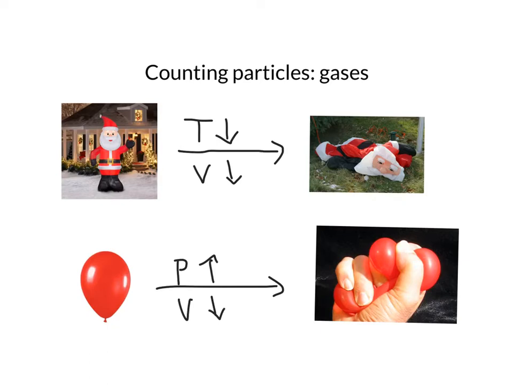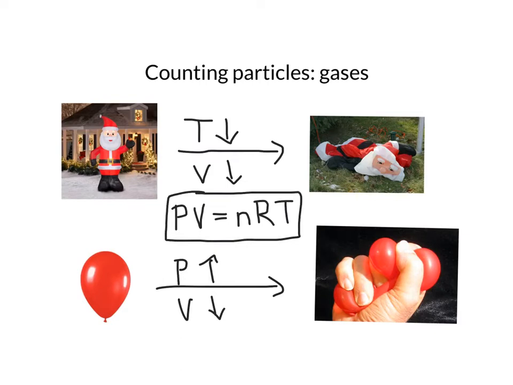And it turns out that we can express the relationship between all of the variables that affect the gas by writing the pressure times the volume is equal to the number of moles of gas molecules times a constant, which we'll call R, times T. This famous equation, the gas equation, is what we're going to use to determine the number of moles of gas if we know the pressure, the volume, and the temperature at which that gas exists.